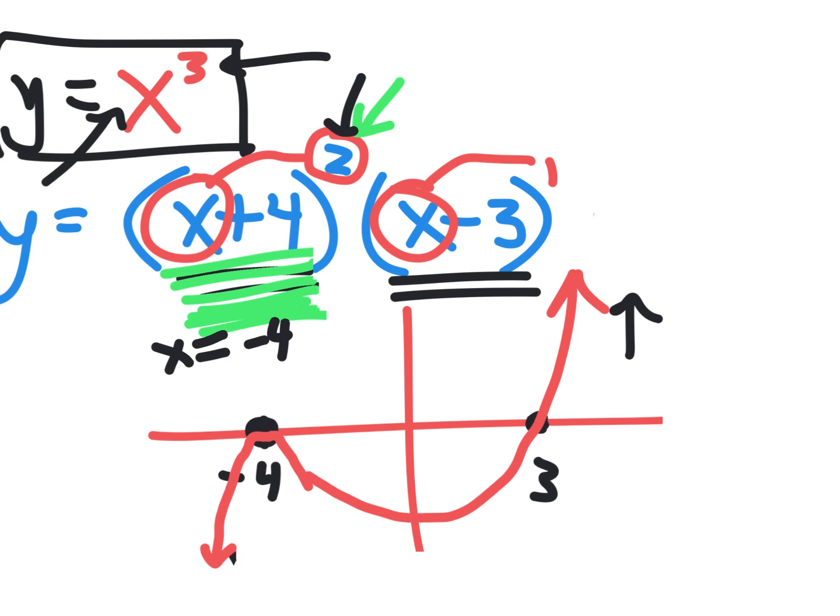Going down on the left, up on the right. It's going through all my x-intercepts. The only thing was that instead of just passing through it right here, it bounced off of it. And that little squared we're going to often call a bounce.